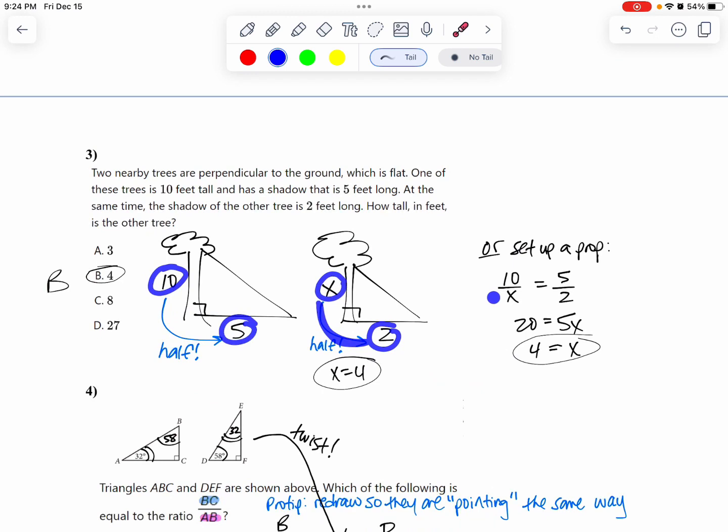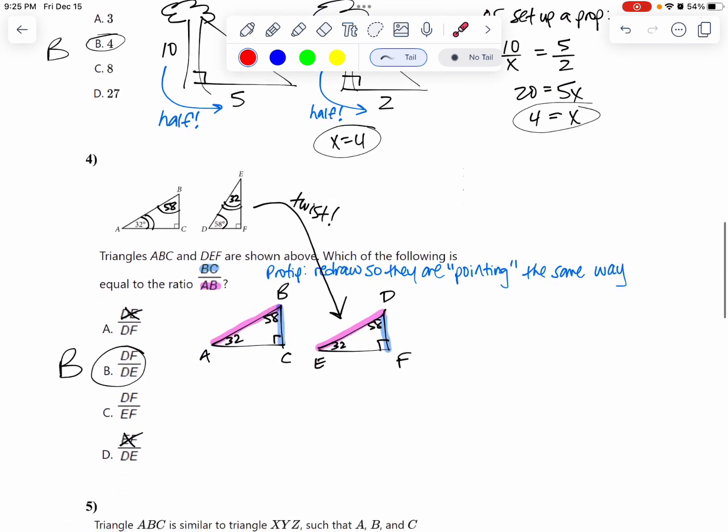Yes. You could also set up a proportion if that confuses you and if you don't want to use mental math or if you don't want to use common sense. What we can do here is we can take the 10 over the x, that's the tree over the tree, equals the shadow over the shadow, which is the 5 over the 2. If you cross multiply this thing, 5x goes here, 10 times 2 is 20, and solve it. You get 4, you get the same answer, but someone who was paying close attention to the relationship here was able to get this without having to do a proportion, okay? I want to show you multiple methods. Whatever you're comfortable with, go for it.